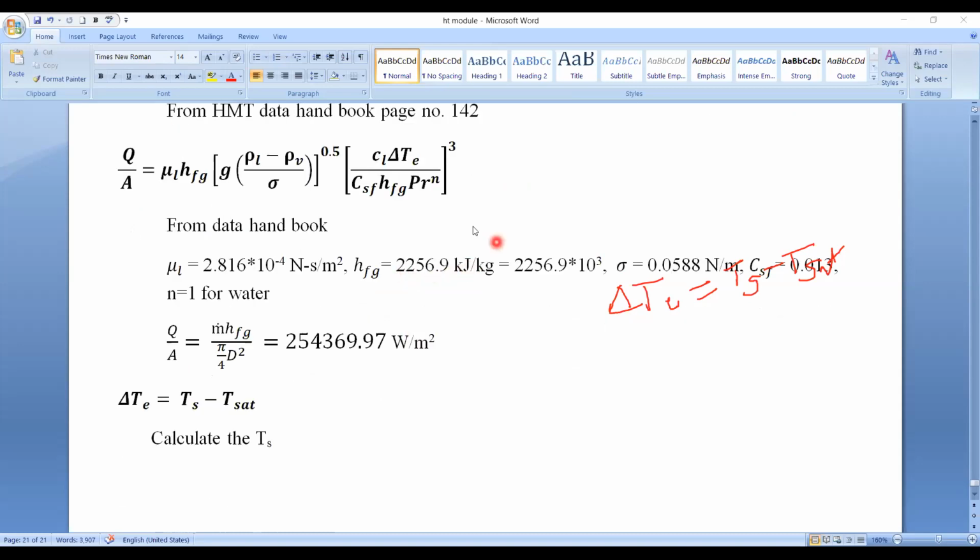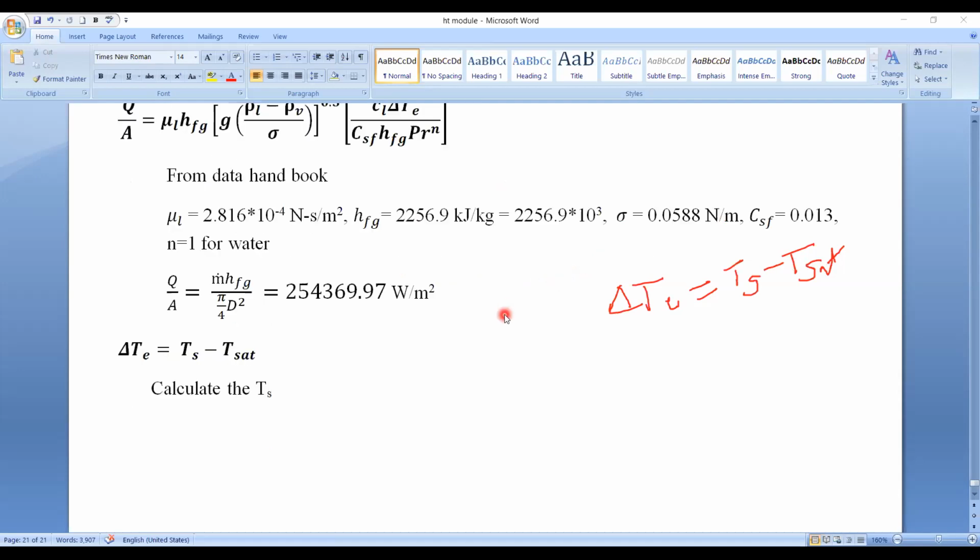2256.9, because the thermophysical properties are the same. In the earlier first problem also you have taken the same properties, because in the earlier problem also the saturation temperature was 100 degrees centigrade, and in this problem also Tsat equals 100 degrees centigrade. The properties will remain the same. So 2256.9 into 10 power of 3 joules per kg. The unit is joules per kg.